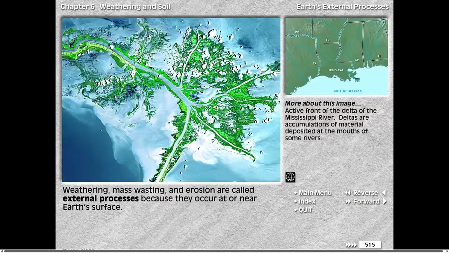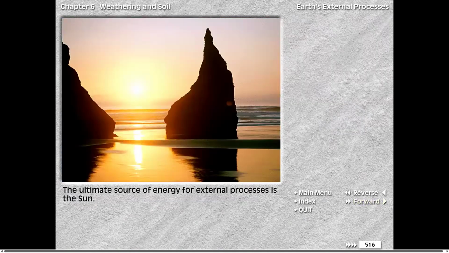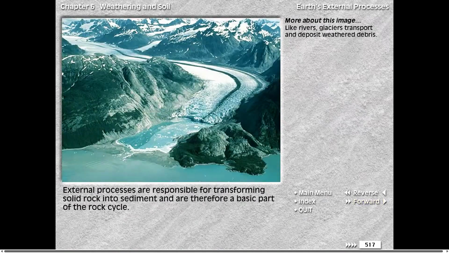Weathering, mass wasting, and erosion are called external processes because they occur at or near Earth's surface. The ultimate source of energy for external processes is the sun. External processes are responsible for transforming solid rock into sediment and are therefore a basic part of the rock cycle.